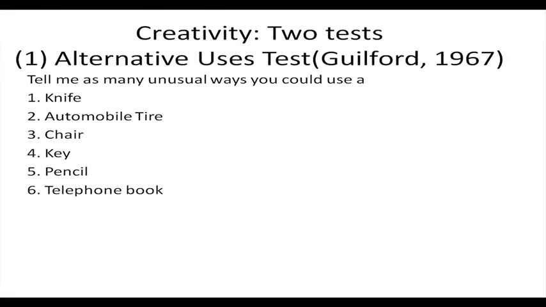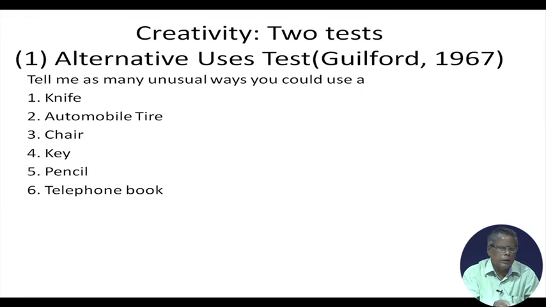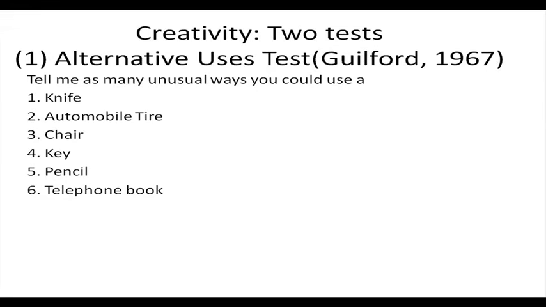And how do you know that the person is creative? There are two tests, much earlier, in 1967 and 1980. These tests were developed by Guilford. One is called the alternative uses test. Tell me as many unusual ways you could use a knife, an automobile tire, a chair, a key, a pencil and a telephone book. For every item you have to mention the unusual ways in which you can use it.